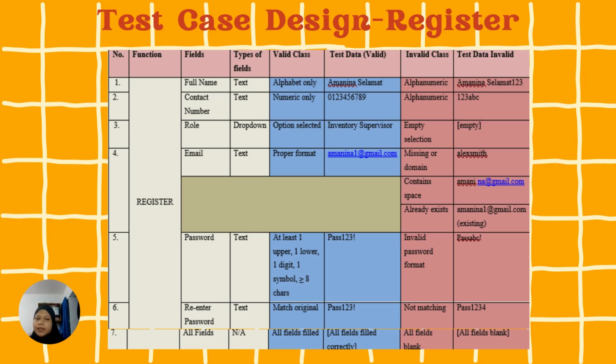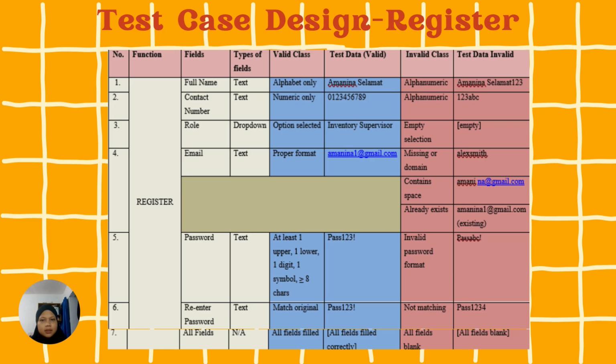Input with numbers like Amanina Slamat 1, 2, 3 is invalid because it consists of numerals. And the second one is contact number, which must be numeric. So 1, 0, 1, 2, 3, 4, 5, 6, 7, 8, 9 is valid, while 1, 2, 3 ABC is invalid. And for the role drop down, valid input is selecting an option like inventory supervisor or clerk. Leaving it empty is considered invalid.